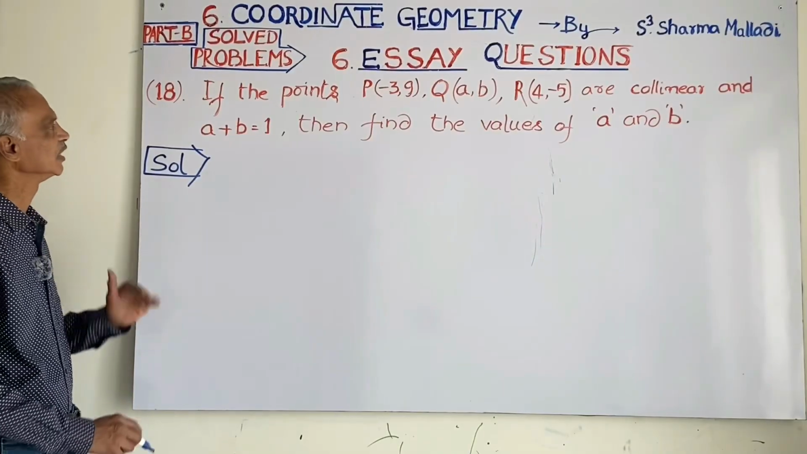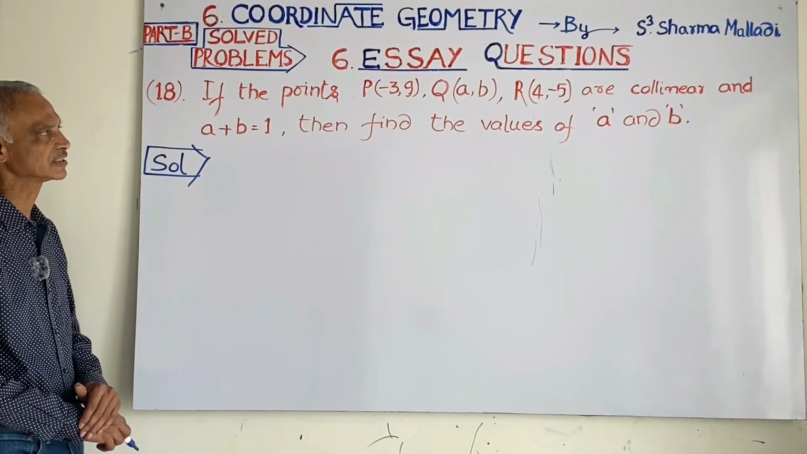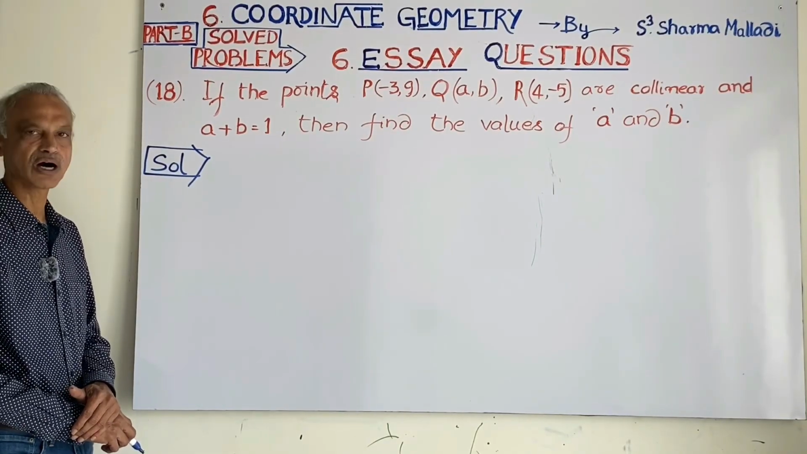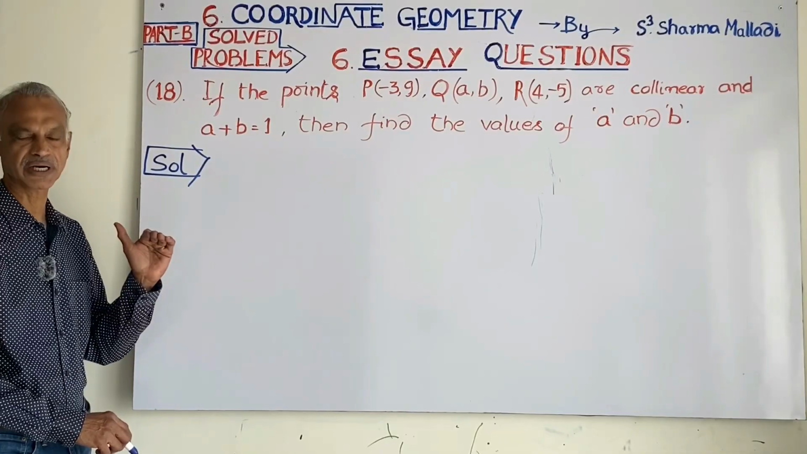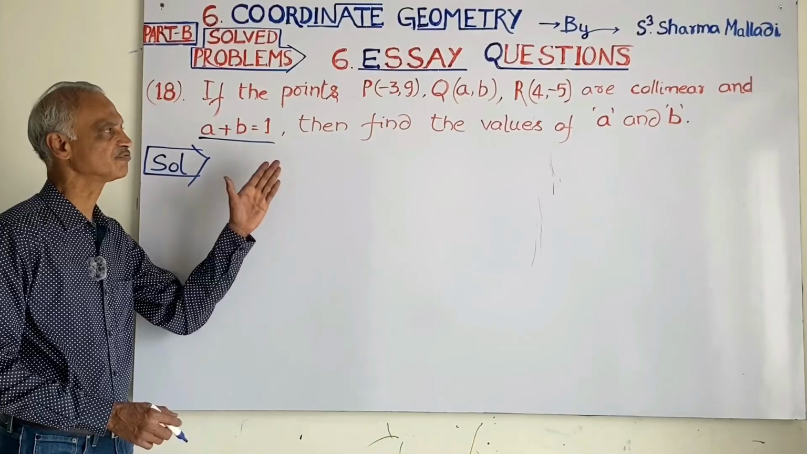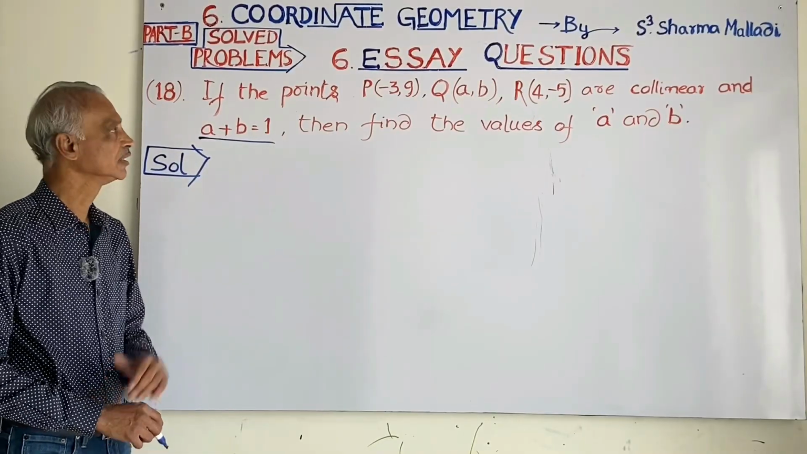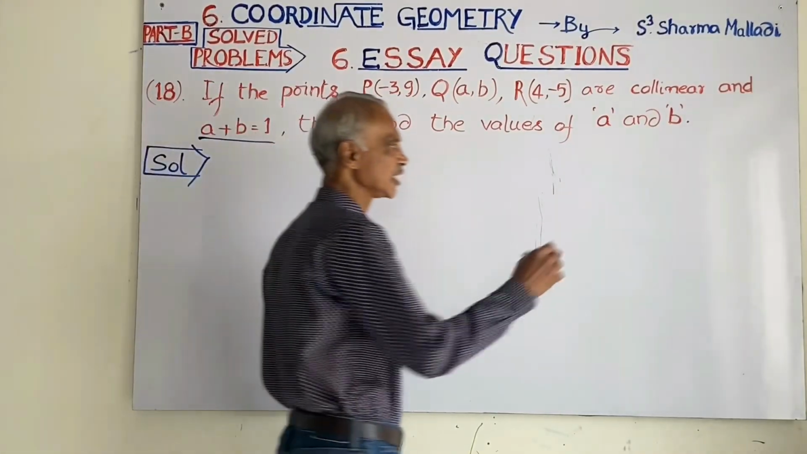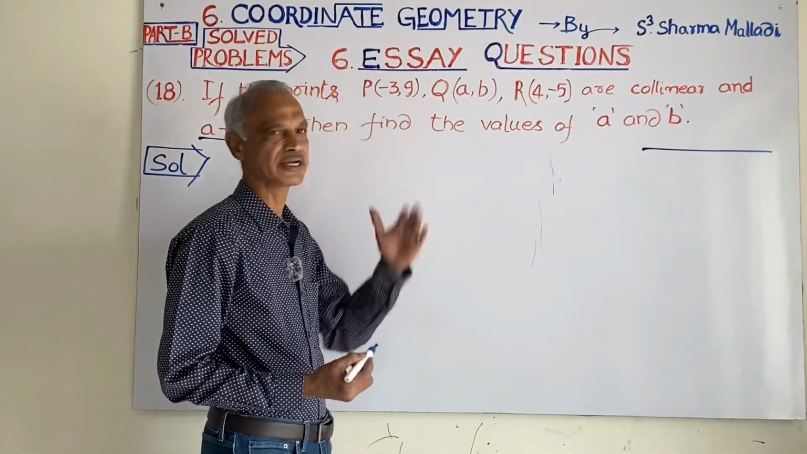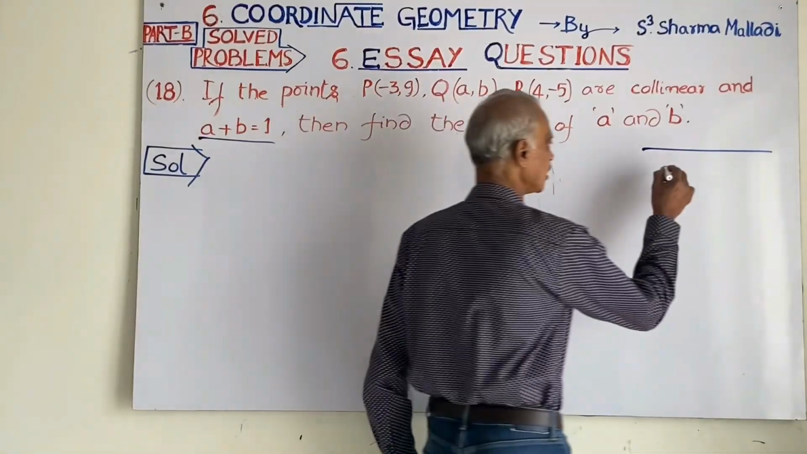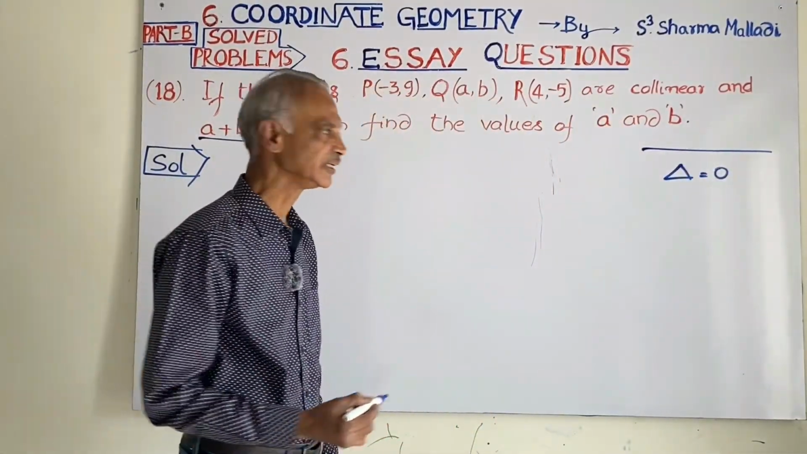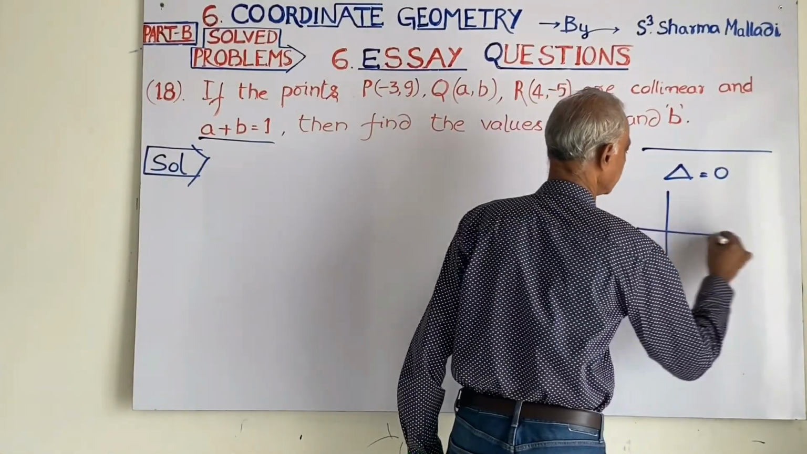What is the 18th problem? If the points P(-3, 9), Q(a, b) and R(4, -5) are collinear, and a plus b is equal to 1, then find the values of a and b. Collinear points means they are on the same straight line. The area of the triangle formed by these points is 0. How are they collinear? I already told you.